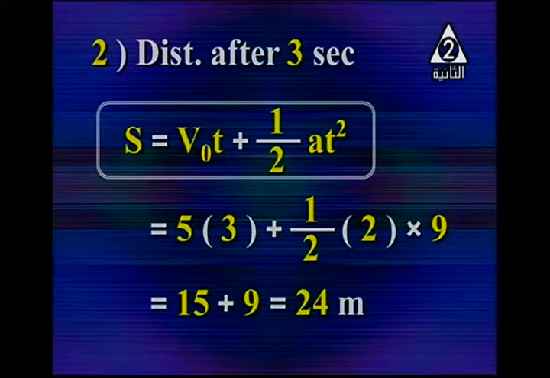Remember, S equals V naught t plus half a t square. This rule is used to find the distance the particle covers with initial velocity and acceleration after t seconds. Look at, dear student, another example.